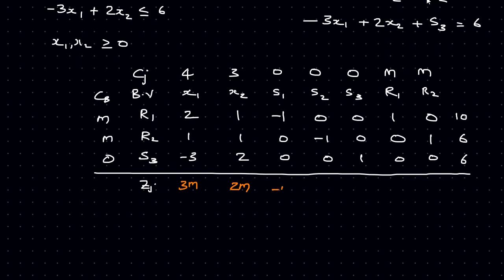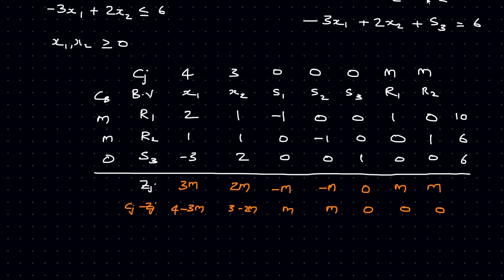Similarly here you have minus m, 0, m, and again m. Okay, and now we also write the cj minus zj value. So in this case this will be 4 minus 3m, this will be 3 minus 2m, this will be positive m, then we have zeros over here.